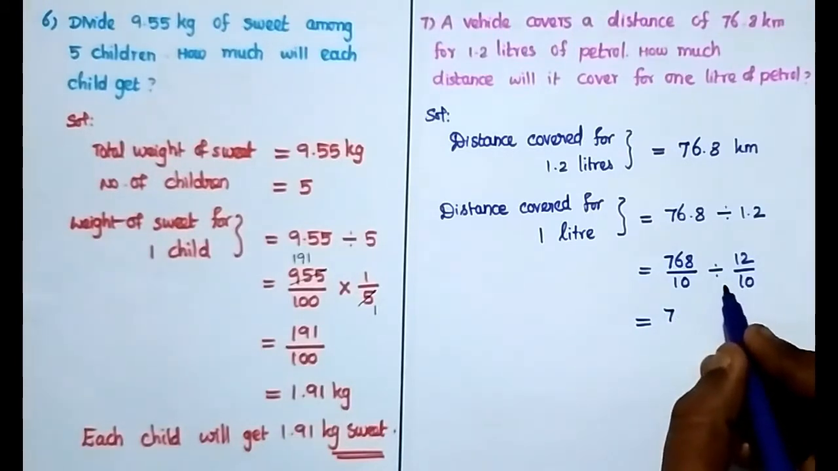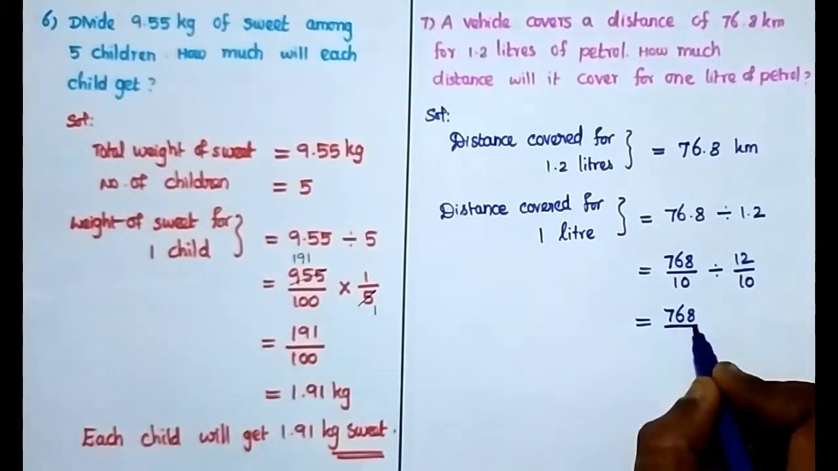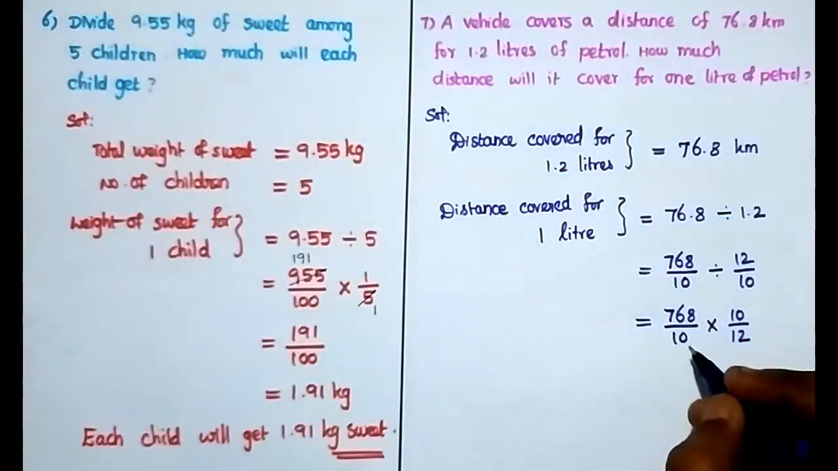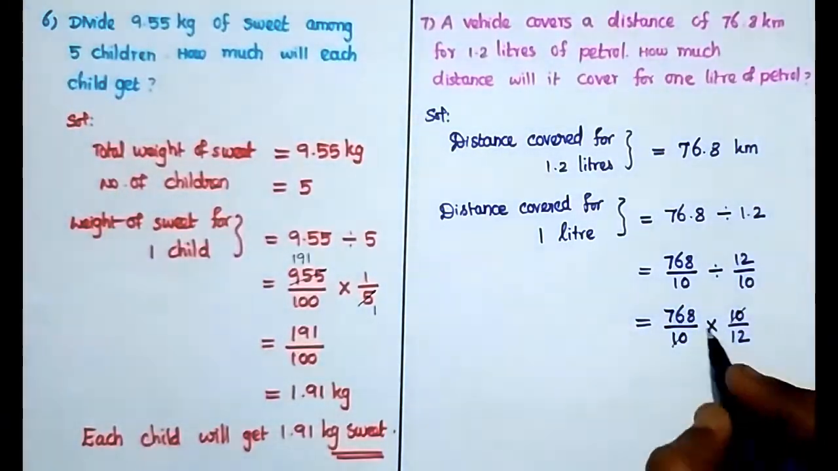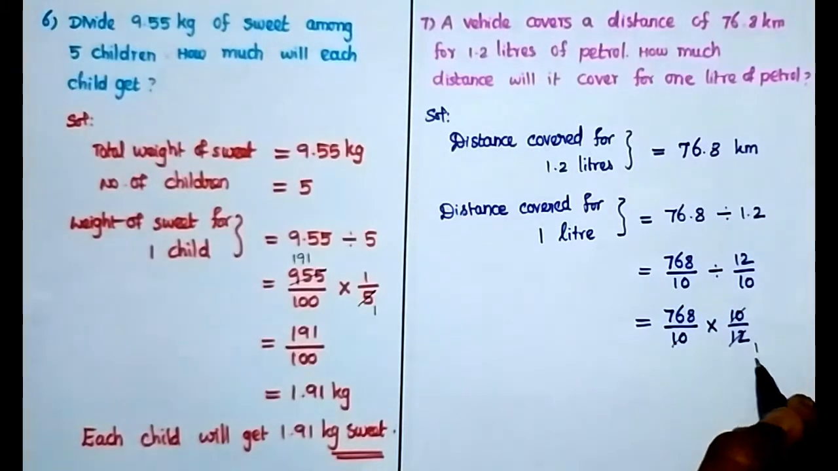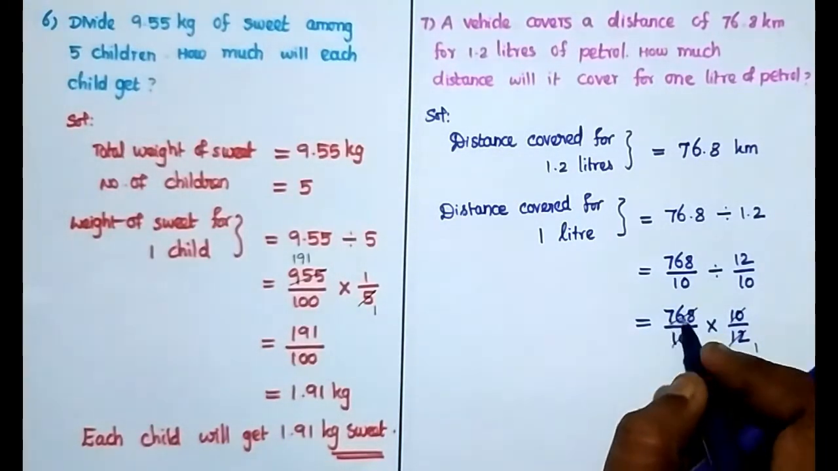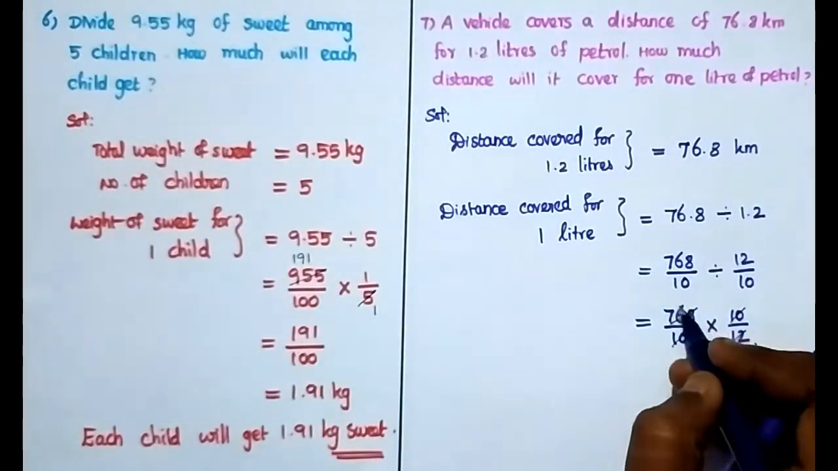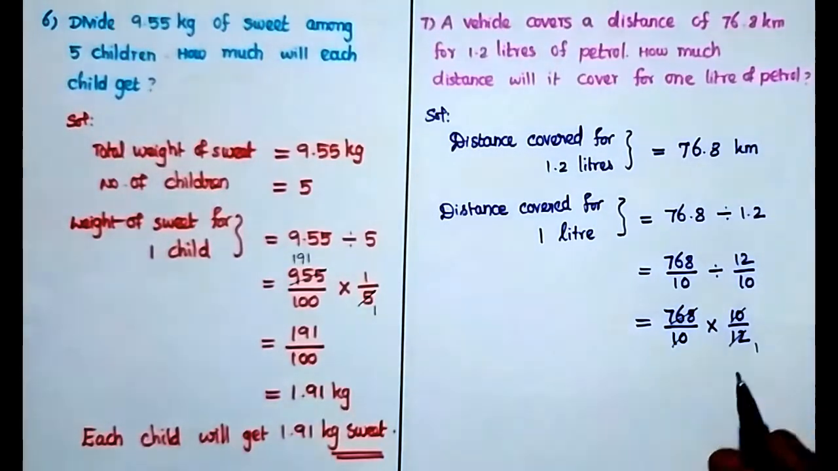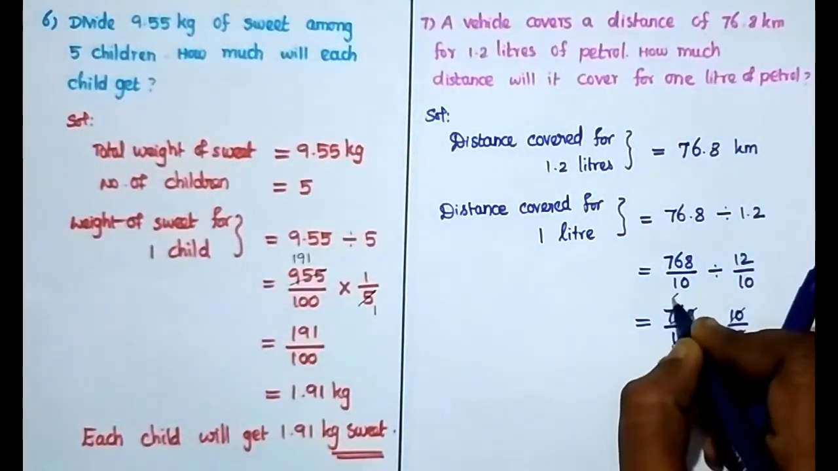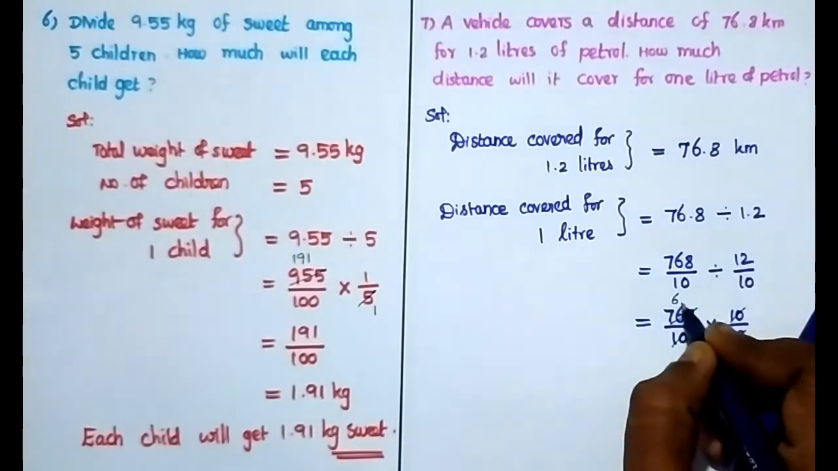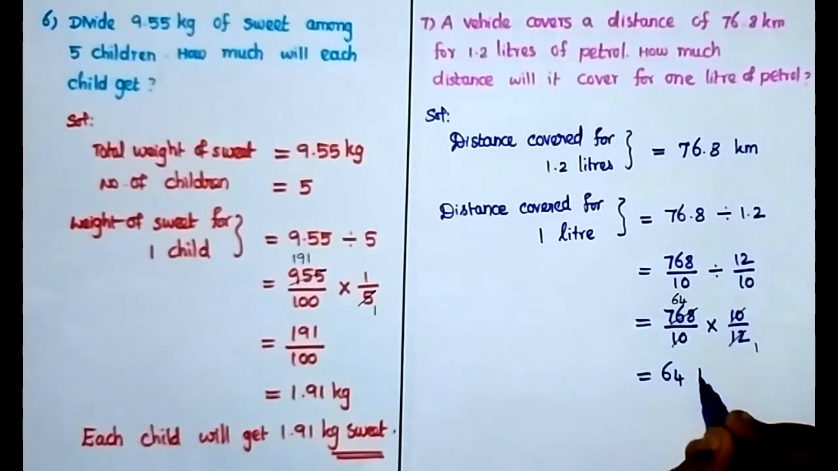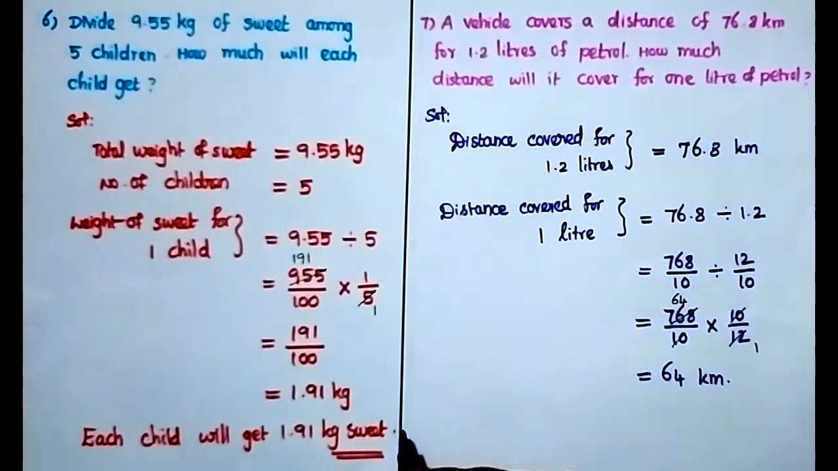Now convert into multiplication, means 768 divided by 10 into 10 by 12. Now cancel this, 10 cancelled. 12 1s are 12. Here 12 6s are 72, balance 4, it becomes 48, that is 4 times. So 64 kilometer, that is the answer.